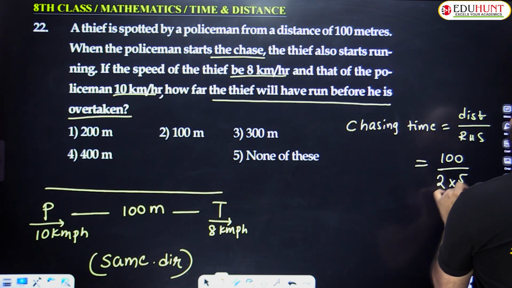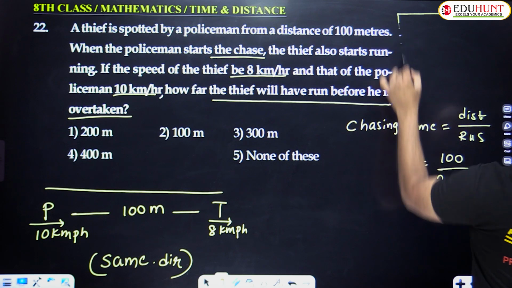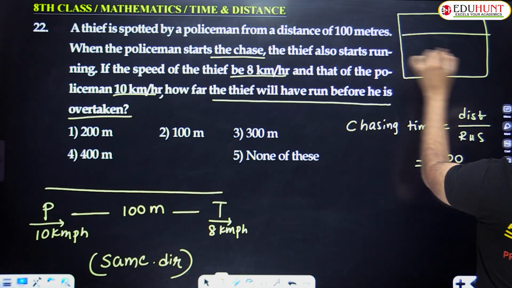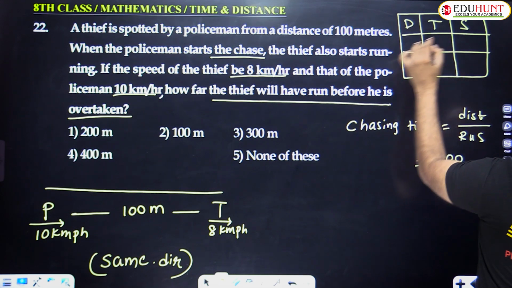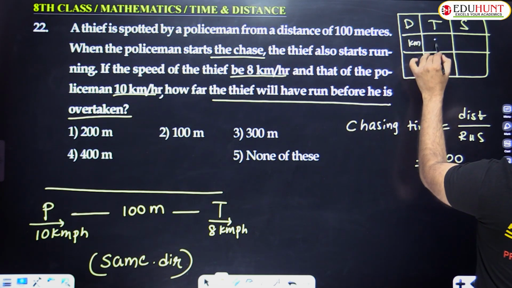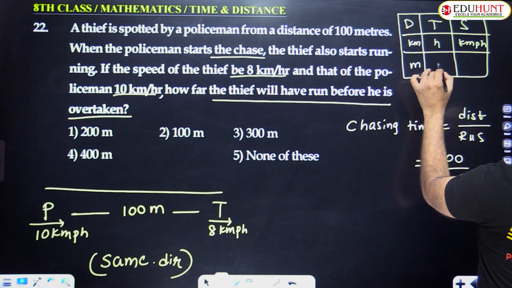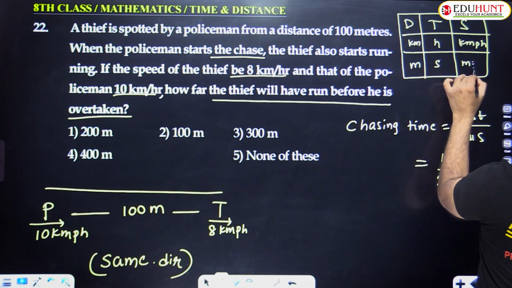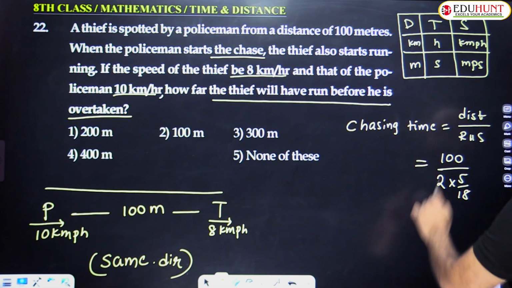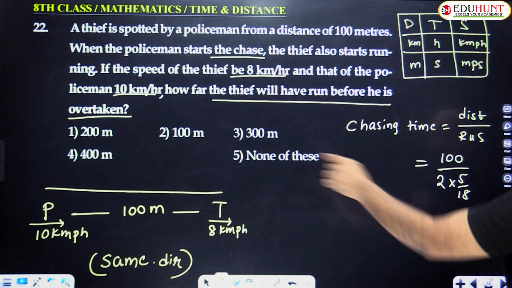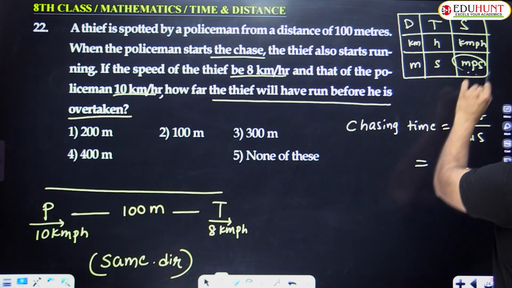Kilometer per hour must be converted into meter per second. We need to understand this clearly according to the units concept, the DTS concept. If distance is given in kilometers, time must be taken in hours, and speed is in kilometer per hour. If distance is given in meters, time must be taken in seconds, and speed is in meter per second. The answer is asked in meters and the distance is already given in meters, so speed must be converted into meter per second.